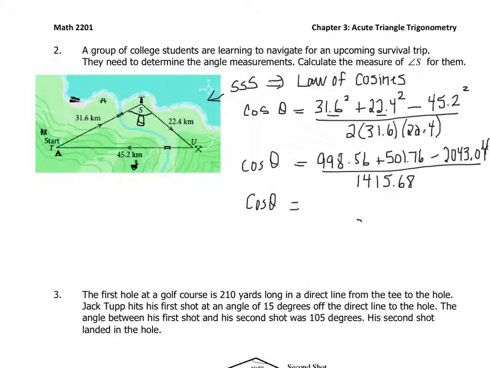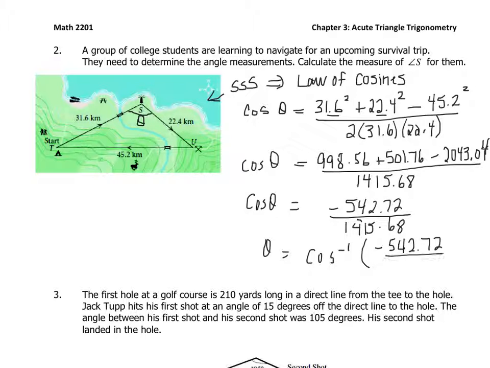998.56 plus 501.76 minus 2043.04. You get negative 542.72 over 1415.68. So the angle would equal the inverse cos of that, so put that in your calculator.